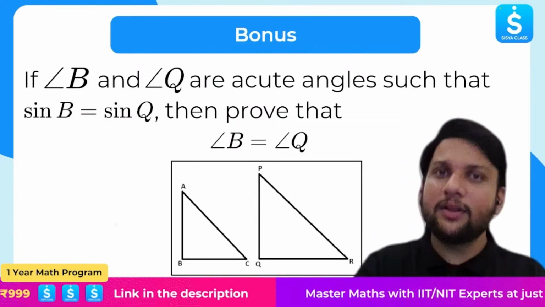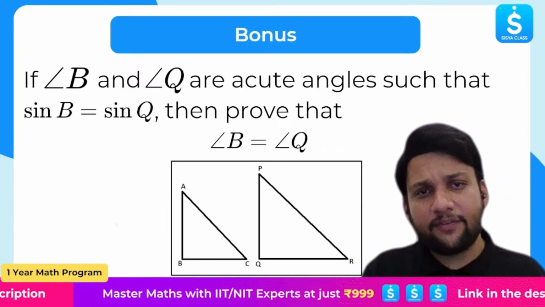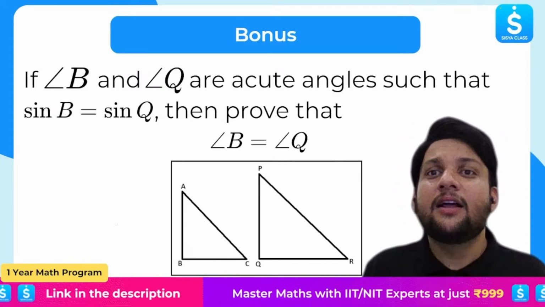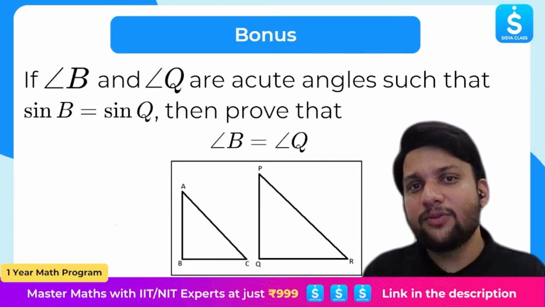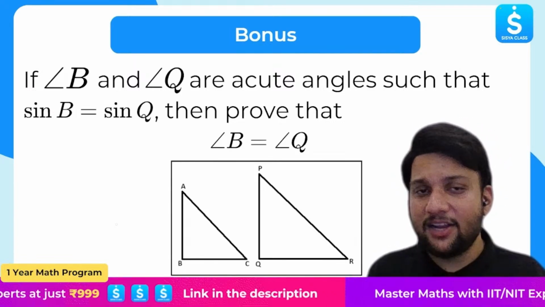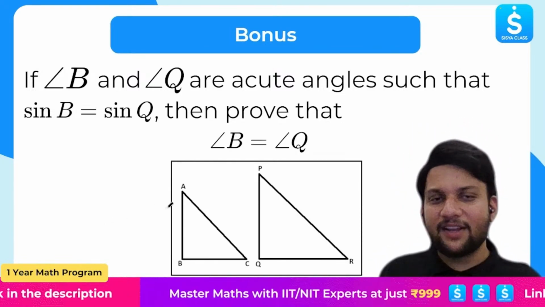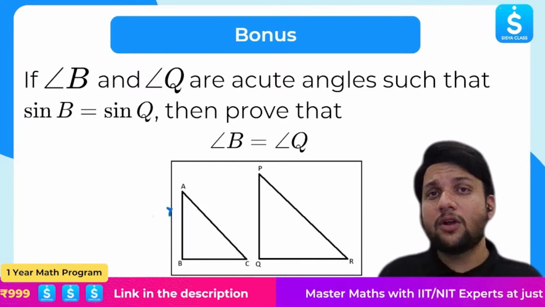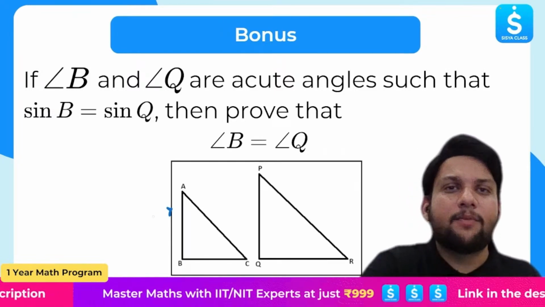Right. So there's one question for you. If angle B and angle Q are acute angles such that sine B equals sine Q, then prove that angle B equals angle Q. Now, of course, this figure is not the correct figure. So I hope you are able to understand this. Do solve this question and let me know in the comment box below.